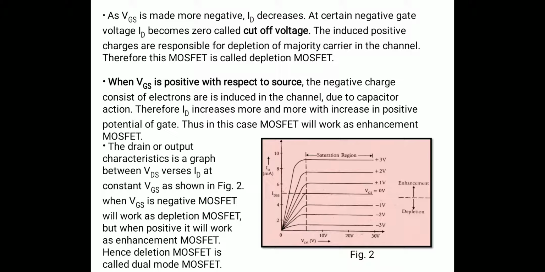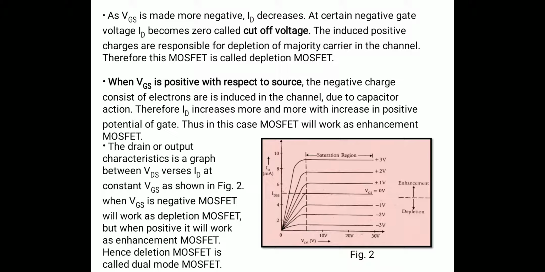Thus, when more and more positive voltage is applied to the gate, more and more electrons will be induced in the N channel, so the drain current will also go on increasing. In this case, this MOSFET will work as an enhancement MOSFET. Thus, the depletion MOSFET works as a depletion MOSFET as well as an enhancement MOSFET. That is why it is called a dual mode MOSFET.